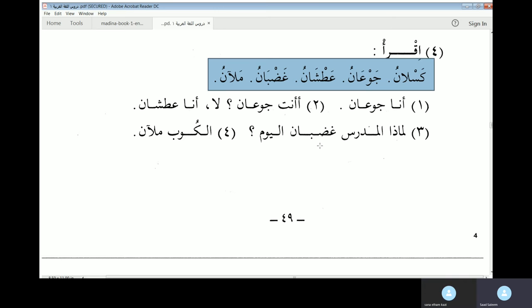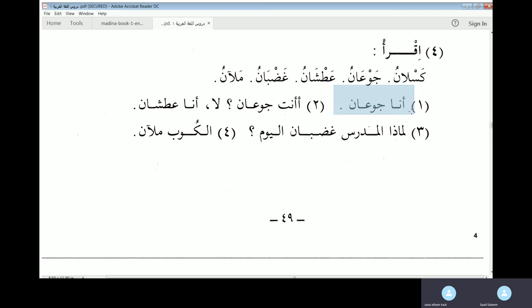Okay. Why are we using Dhamma with these Naat? Because of the Anu. Alif Lam. Ana jau'anu. Anta jau'anu. La, ana atshanu.